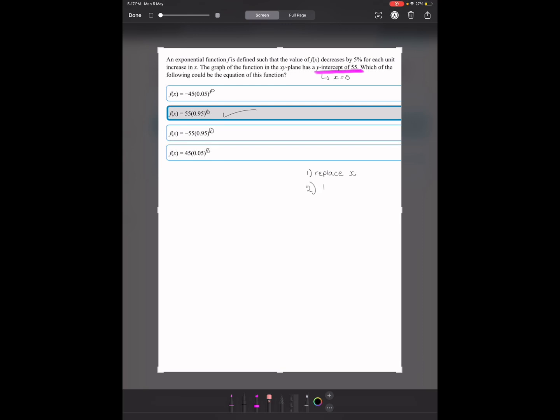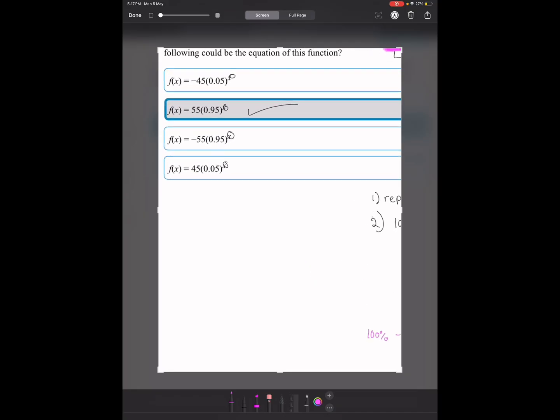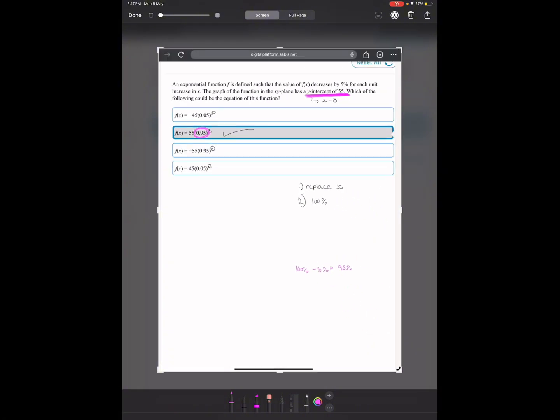You can verify it more by doing the 100% rule, which is that they told you the value decreased by 5%. If you're selling a bottle for 100% and you decreased it by 5%, this becomes 95%, right? The person who's buying it is going to pay 95% of its value. That's another clue because here it is also 95%. So that's it.